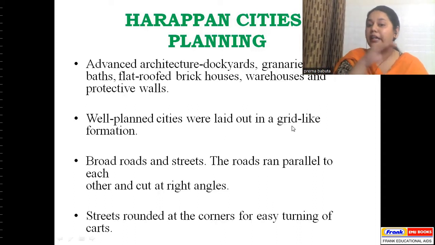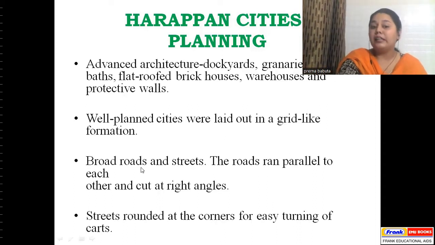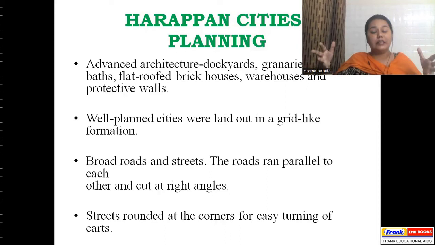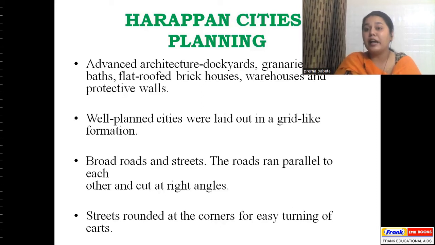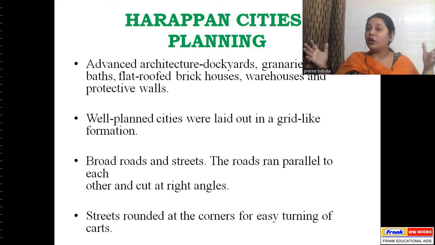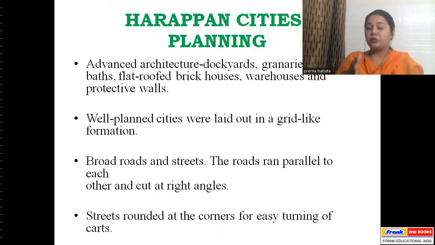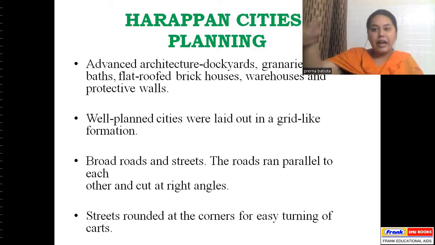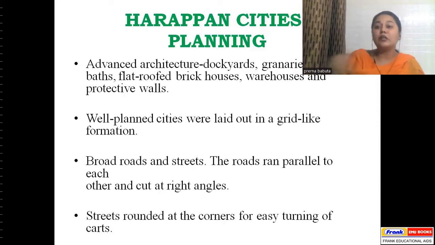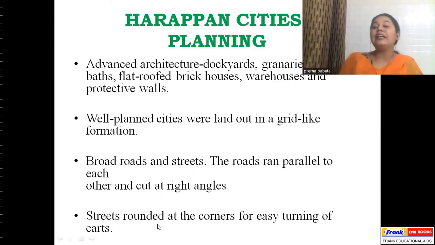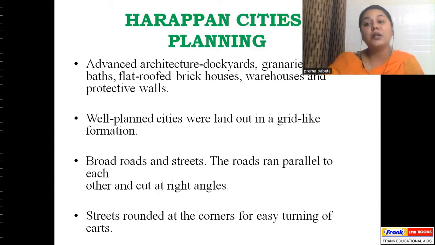The cities were well planned, laid out in a grid-like formation. There were broad roads and streets, not narrow ones, so people could travel easily. People did not have cars at that time, but maybe they had chariots or carts, and they knew that a cart would require a lot of space to move through the lanes. That is why they decided to have broad roads, which ran parallel to each other and cut at right angles, so a kind of square was made. The streets were rounded at the corners for easy turning of the carts. This is the beauty of Harappan architecture and planning.